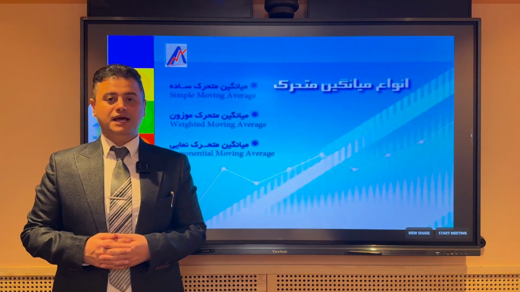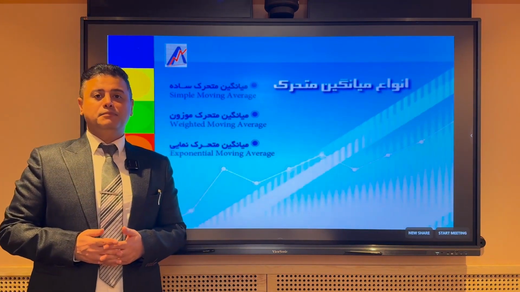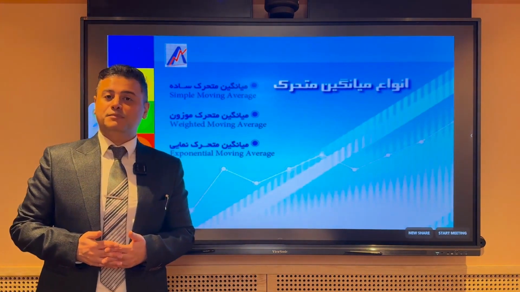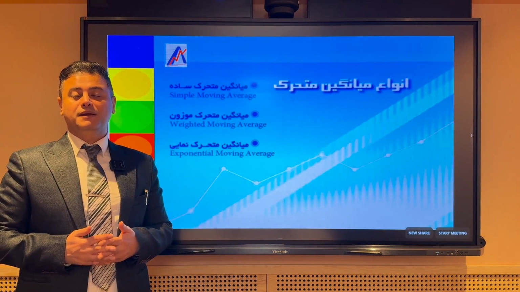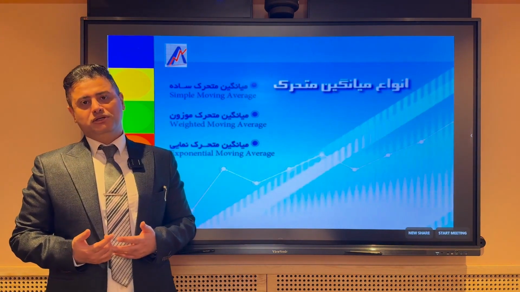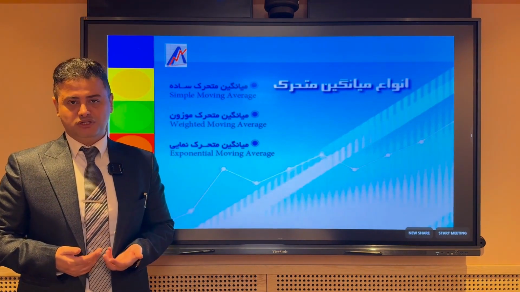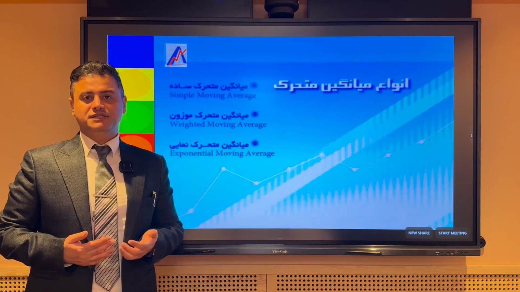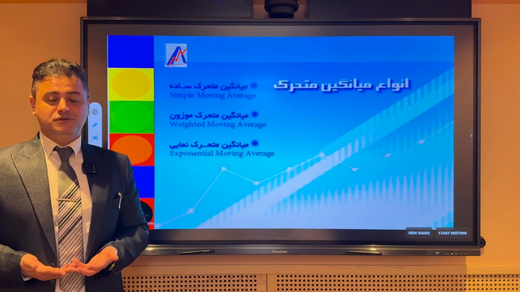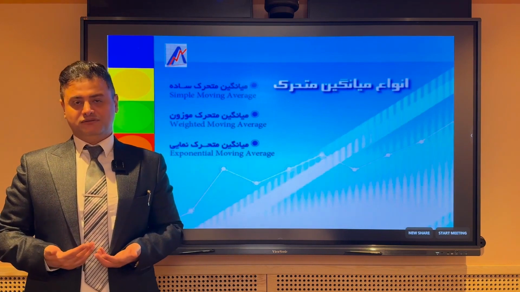But the third category of moving averages is the exponential moving averages. Exponential moving averages, as the name suggests, are obtained from the product of the variables, and then from the power root of those variables. What does that mean? It means, suppose you have two variables. The two variables must be multiplied together, and then you calculate the square root of that. If you have 10 variables, these 10 variables must be multiplied together, and then you calculate the 10th root of that. So the exponential moving average is actually obtained from multiplying and then taking the root of the variables.